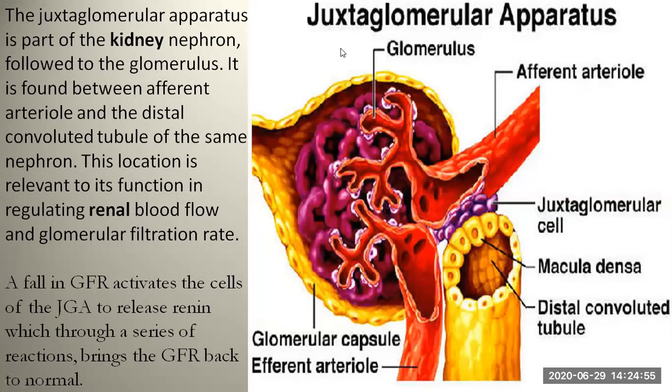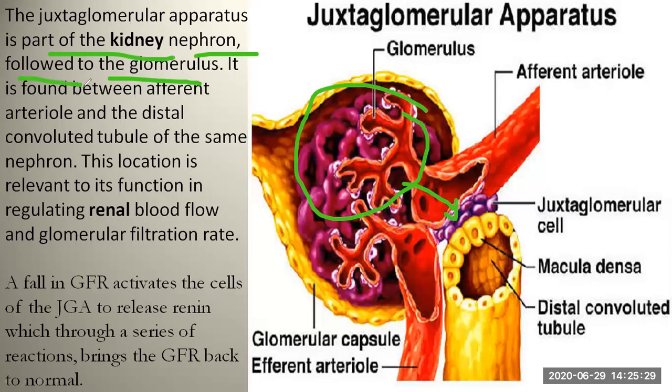So here you can see, first they have given the juxtaglomerular apparatus. It says the juxtaglomerular apparatus is part of the kidney nephrons. This means it is part of the kidney, and the nephron, as you know very well, is the structural and functional unit of the kidney. It follows the glomerulus region. If you see, this is the glomerulus region, and after it the juxtaglomerular apparatus is located.